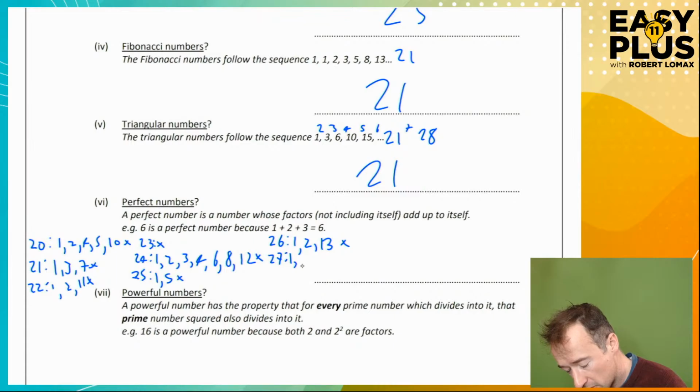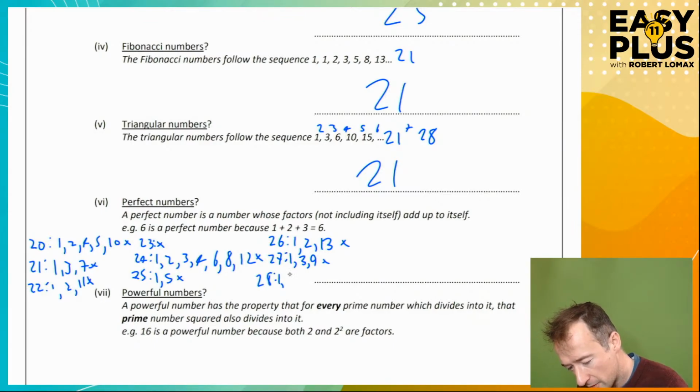27 does. 1 doesn't. 2 doesn't. 3 does. 4, 5, 6, 7, 8, 9 does. Okay. 10, 11, 12, 13, 14. Nope, 9, 10, 11, 12, 13 doesn't work. Whoa, still not there. 28, what about this?